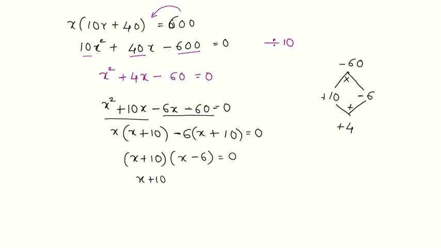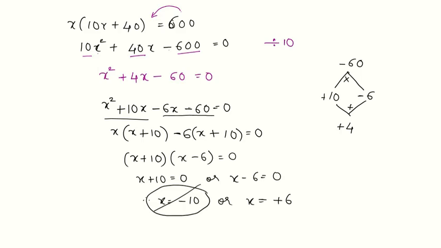So x plus 10 is equal to 0 or x minus 6 is equal to 0. Therefore, x is equal to minus 10 or x is equal to plus 6. But what we took x was the number of earthen pots, which cannot be negative. So x is equal to minus 10 is not possible. Therefore, the number of earthen pots is x is equal to 6. This is one answer that we got.